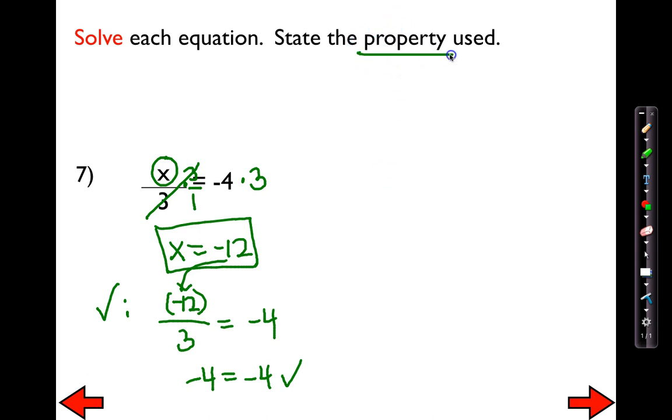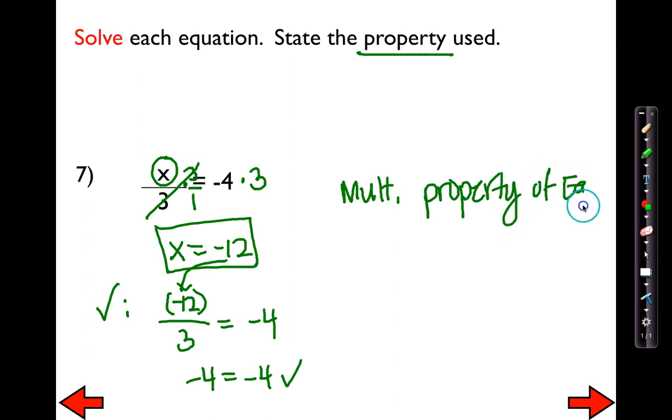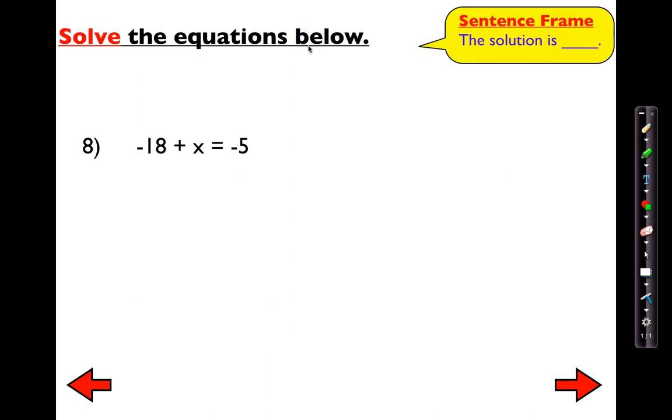Now, they did ask me to state the property. Since we multiplied both sides by a 3, I did apply the multiplication property of equality. Okay, so there you have it. So now let's go ahead and try number 8 by ourselves.